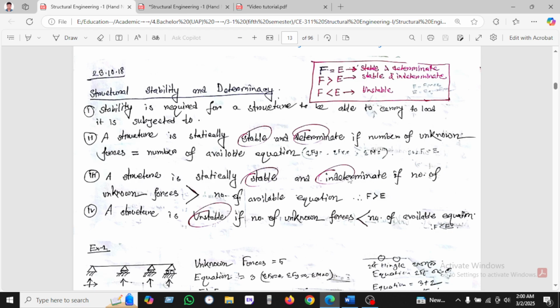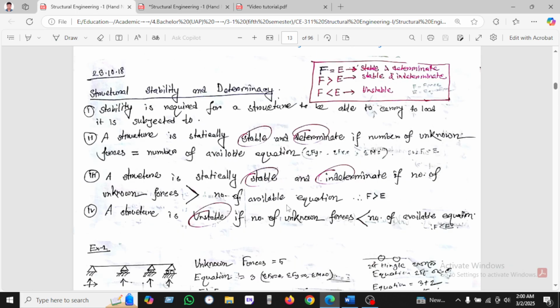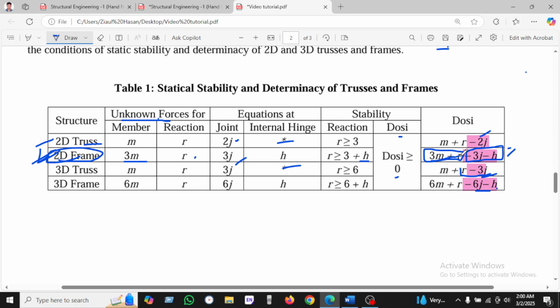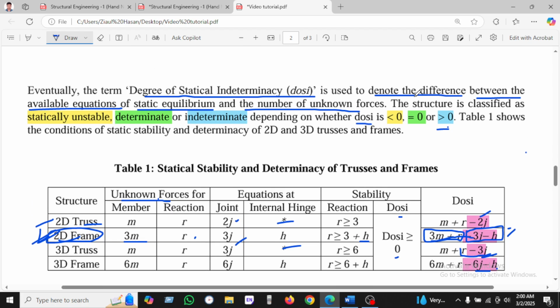So in this way, a structure is statically indeterminate, or stable, if the number of unknown forces F is greater than the number of available equations. We know the equation is given here, or we can calculate all together as we have been seeing.